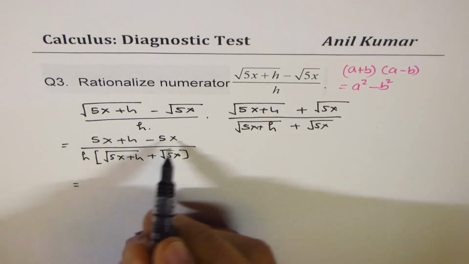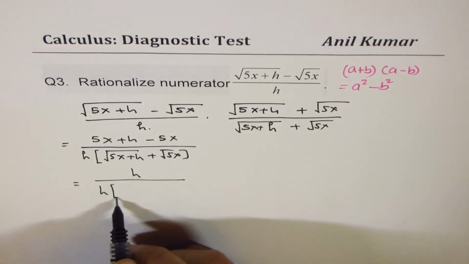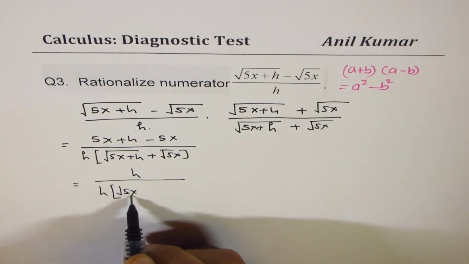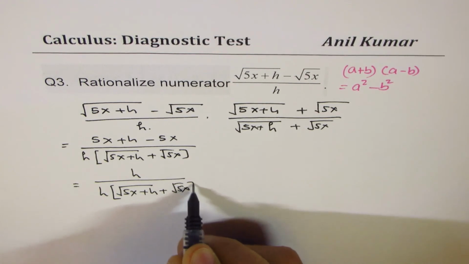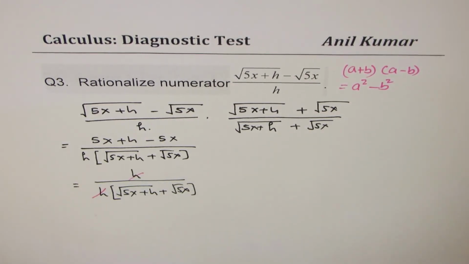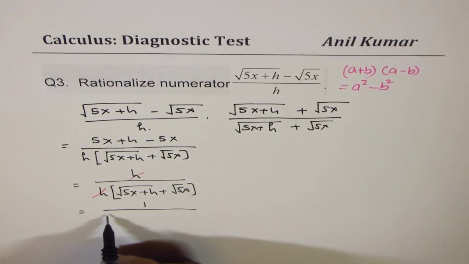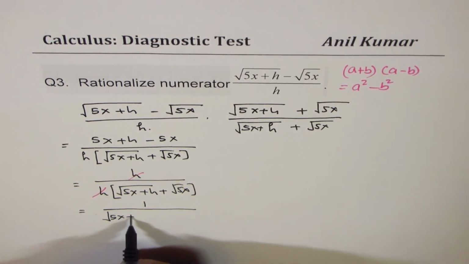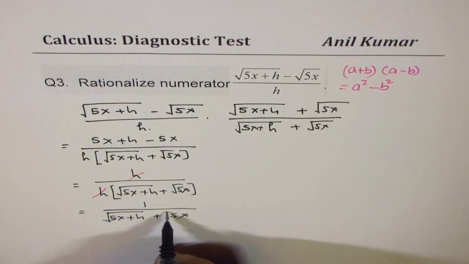Now the numerator, 5x and 5x cancel. We get h over h times square root of 5x plus h plus square root of 5x. Now h and h cancel. So what you get here is 1 over square root of 5x plus h plus square root of 5x.